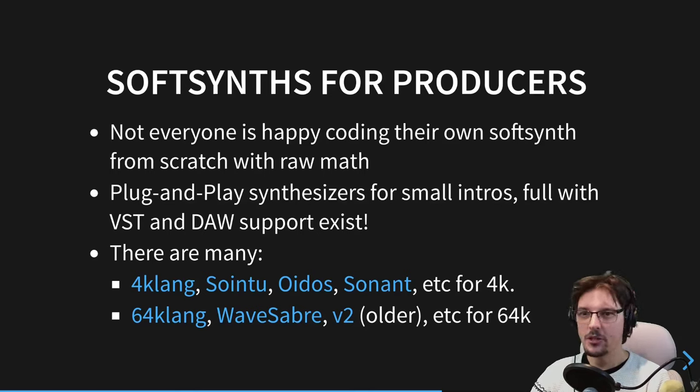And Oidos is notorious for very long pre-calc times, say waiting for a couple of minutes in complete silence before it starts playing anything. And there are many, many others. For 64 kilobytes, there is 20-year-old V2, which was popular back in the day. There's rather popular 64 clan that's about 10 years old, although it's been in development since, and it has been open sourced as of 2017, I think. And there's more modern Wavesaber.